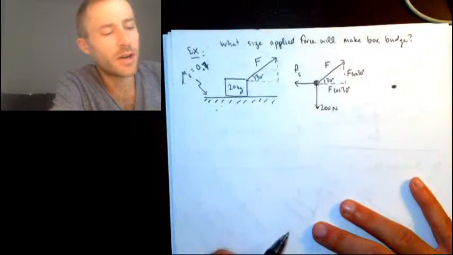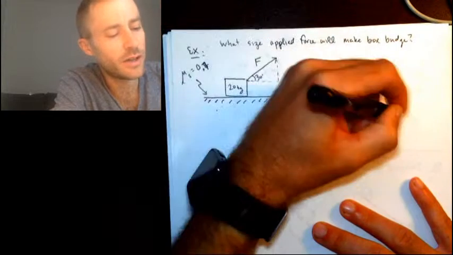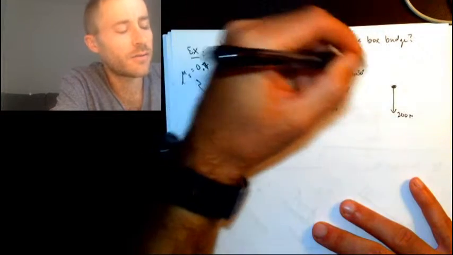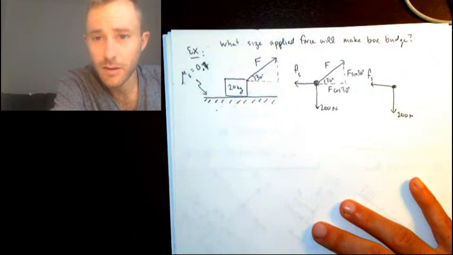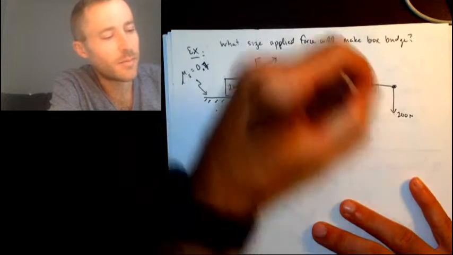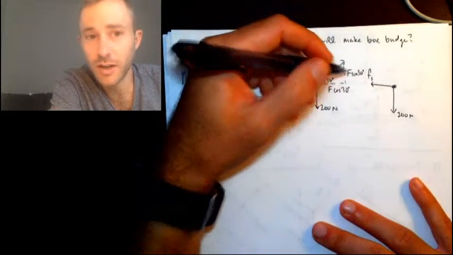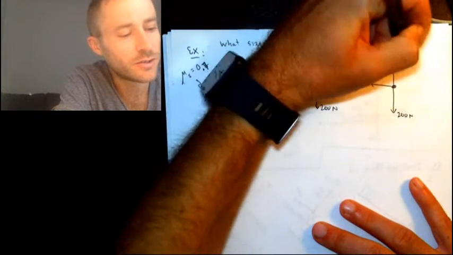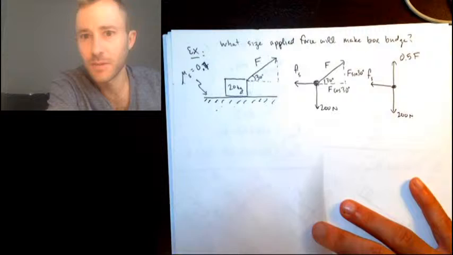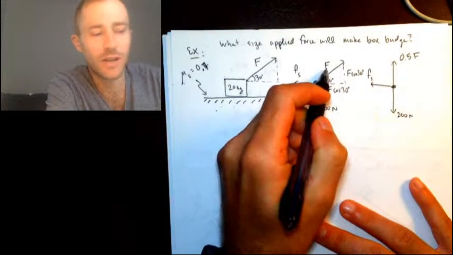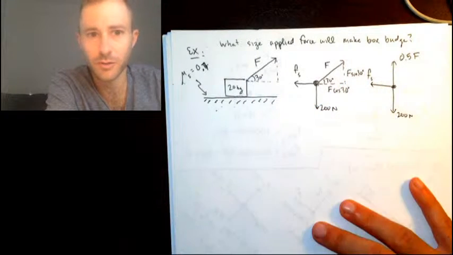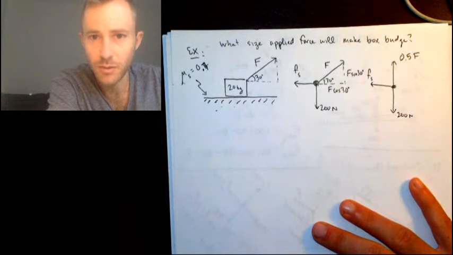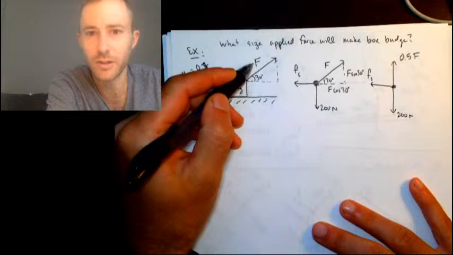I'm going to redraw my free body diagram. I have 200 newtons going down. I have static friction going to the left. And upward is F sine of 30 degrees. Sine of 30 degrees is 0.5, so the upward force is 0.5 F. See how I had to leave it as a variable because F is unknown? So the vertical component of this force is 0.5 F. That's a little bit tricky. I'm leaving it as a variable because we're trying to solve for F.